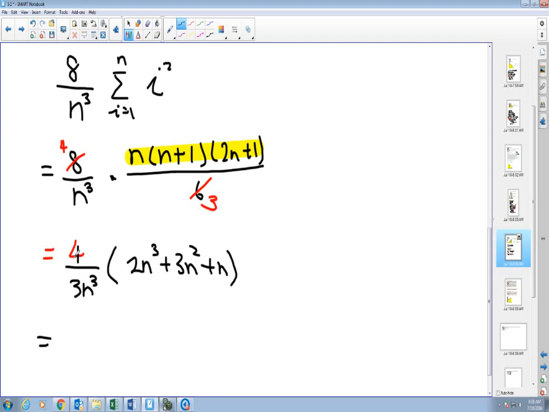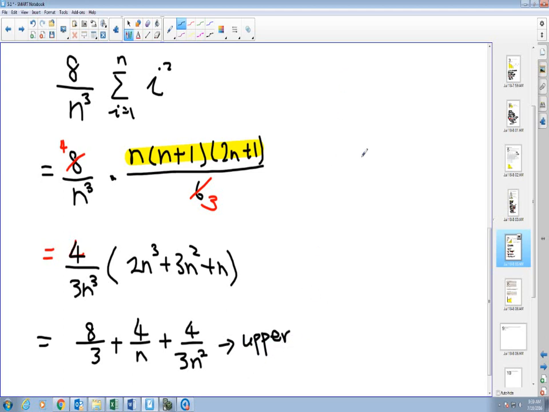So this time, if I take my 4 over 3n to the third and distribute, that will again give me 8 over 3, plus 3 and 3 cancels out, n squared, n to the third cancel out. That leaves me with n in the bottom, 4 on top, plus n and n to the third cancel out. That leaves me with 4 over 3n squared. Okay, so that's my upper sum.